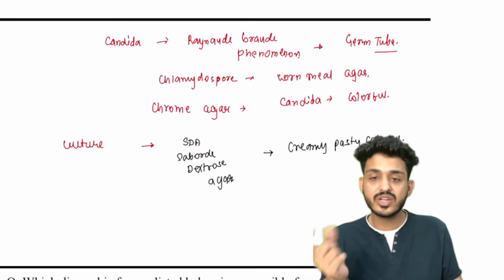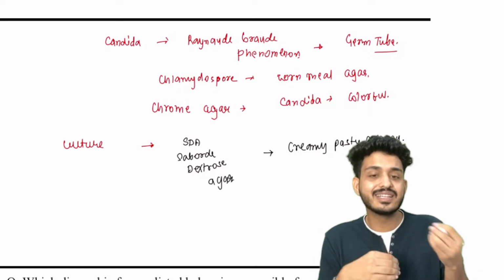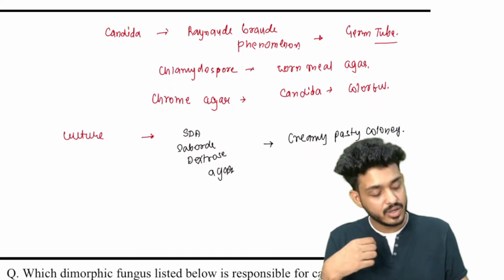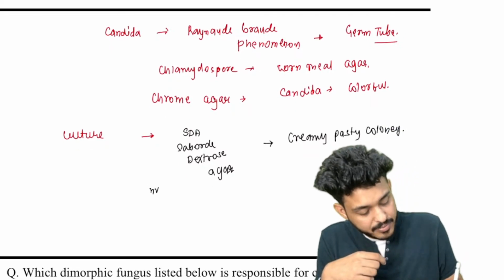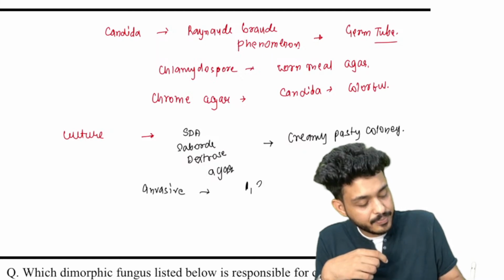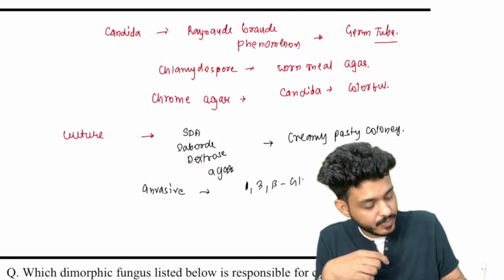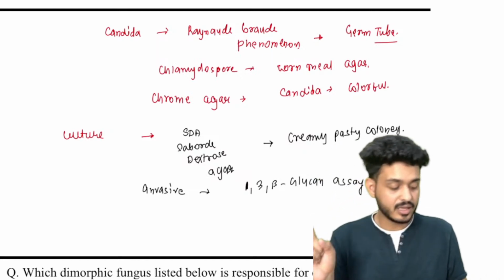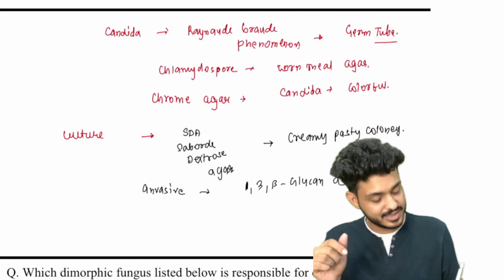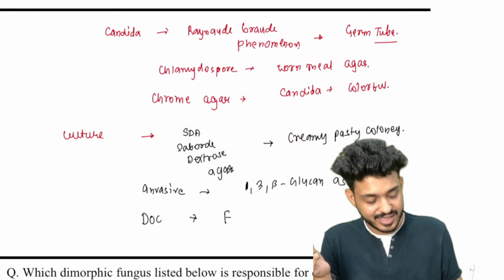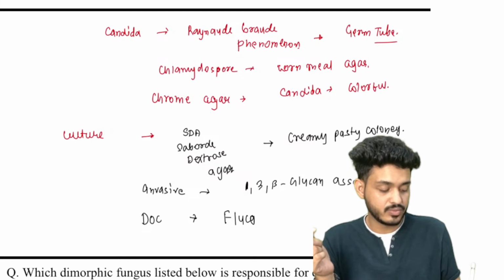If you need to identify, for example, an invasive type of candida in the blood, you can do a test for invasive candida known as the 1,3 beta glucan assay. And the last thing, how will you treat this situation? You can treat it with the help of an antifungal drug, that is fluconazole.